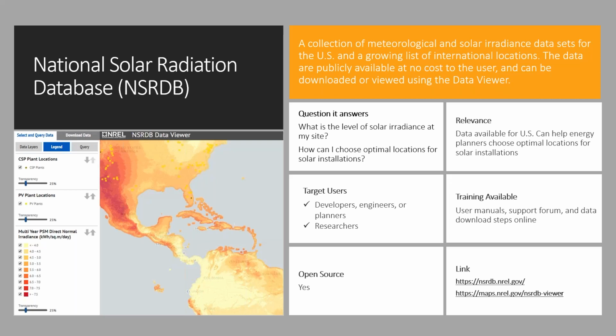This resource provides users information about the level of solar irradiance at a site, which is a key factor in determining optimal locations for solar installations. For developers, engineers, and energy planners, this information is critical for decision making. And as you'll see later in the webinar, the NSRDB data is a foundational input to other mapping tools and PV system performance and economic models, such as SAM or PV Watts. So I encourage you to explore the links highlighted here to learn more and access the variety of training resources available for this tool.